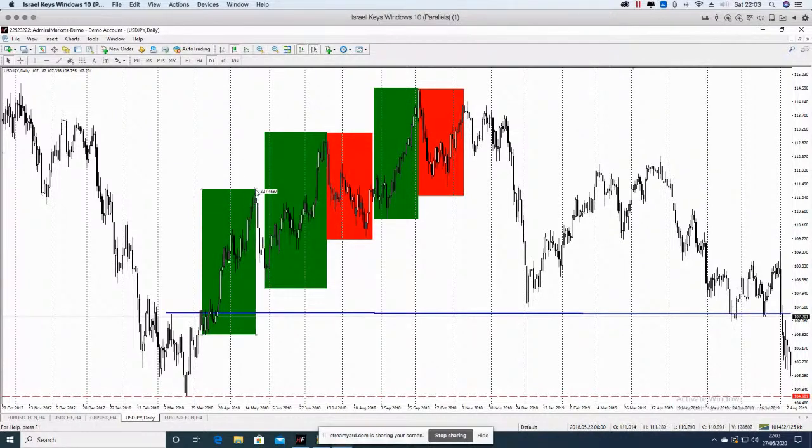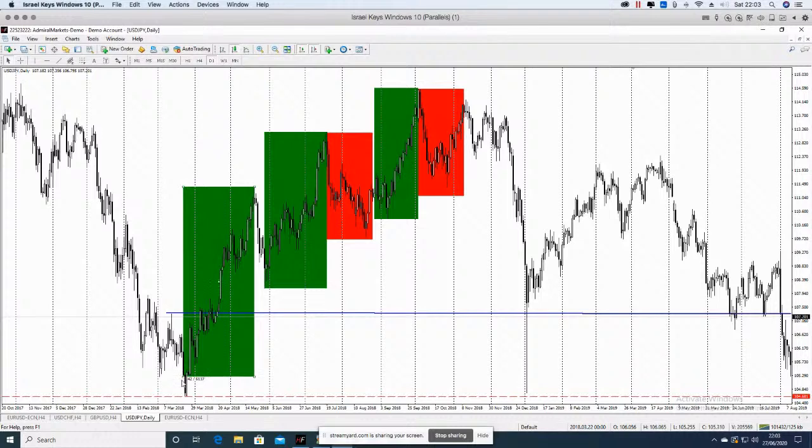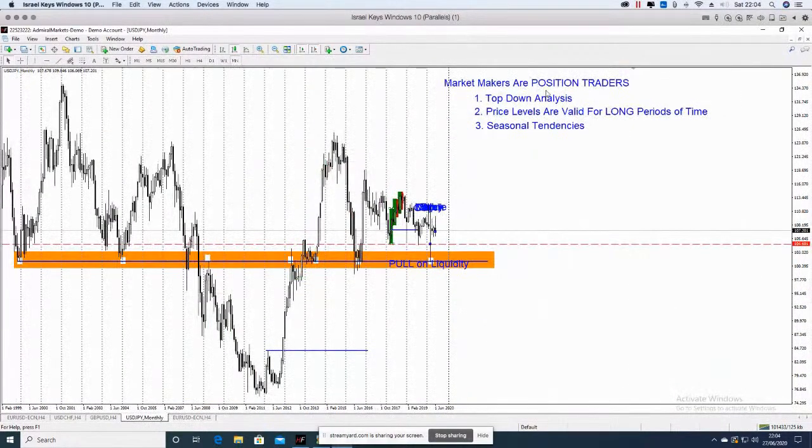And it goes to here. You could argue it started down there, or even down there. So let's take that entire one, but you caught it here. Because you understand how market makers work, they have large price objectives, they have seasonal tendencies, right? All the stuff we looked at here. Also, they respect price levels for long periods of time.